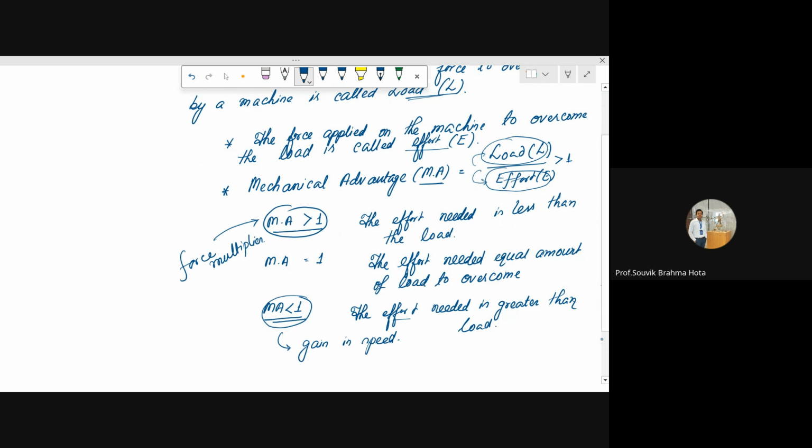And when MA is equal to 1, that means load equal to effort, equal load for equal effort, or equal effort for equal load, then it is used to change the direction of the effort.